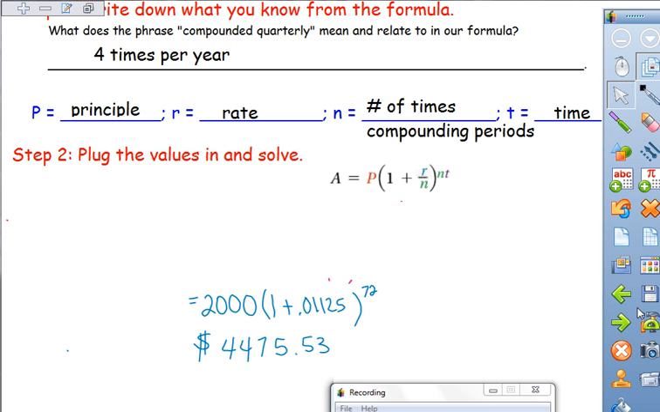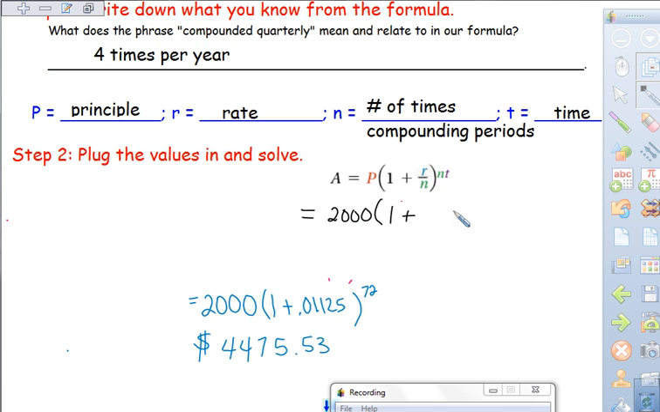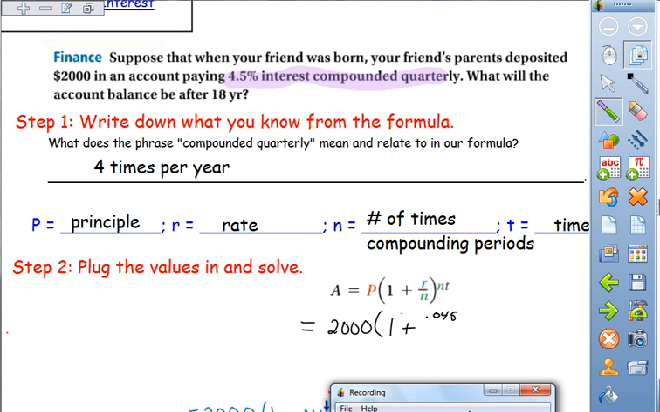So let's fill in what we know. Our principal is $2,000. That's how much our parents had. And we're doing 1 plus the rate. Our rate is 4.5%, so I'm putting 0.045. And it's quarterly, so that's divided by 4. So that means 4 times 4, 18 years.